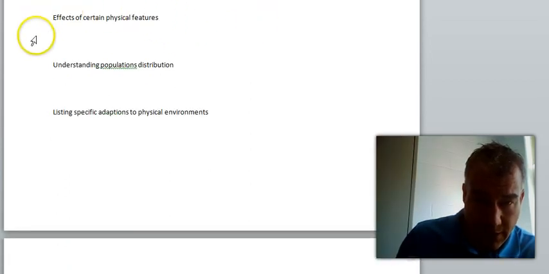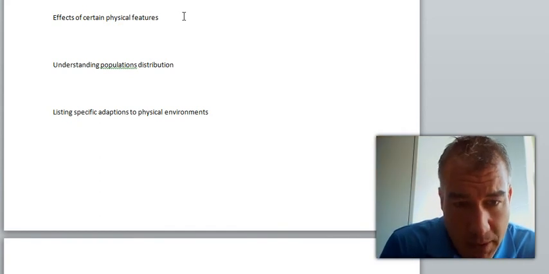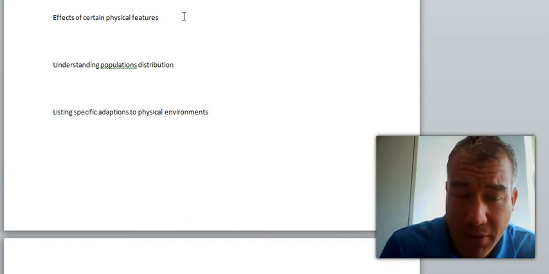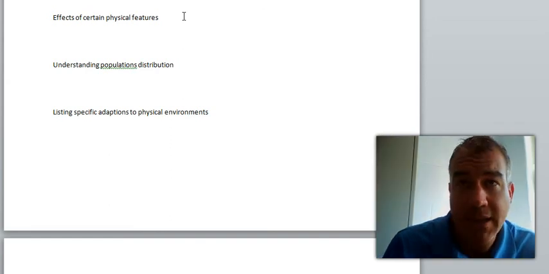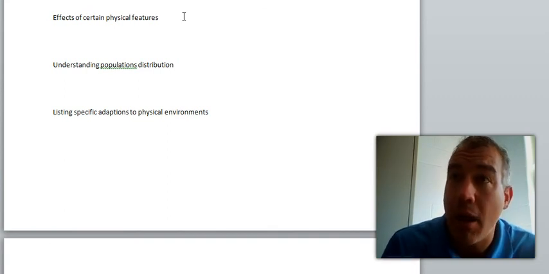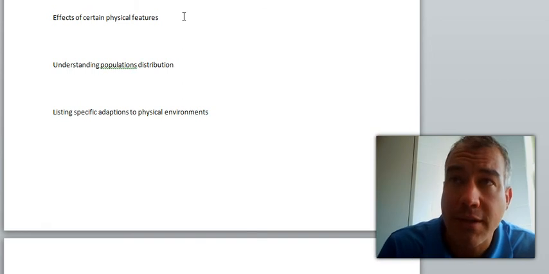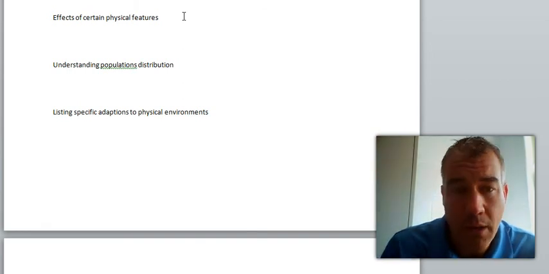Effects of certain physical features. For example, if we're talking about people who live in plains lands and plain areas, we're probably going to see an economic system predominantly driven by farming and agriculture. If we see people on an island civilization or an island city, they're most likely going to have harbors and ports be the backbone to their economy, as well as a fishing industry.